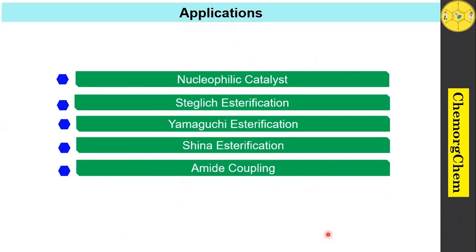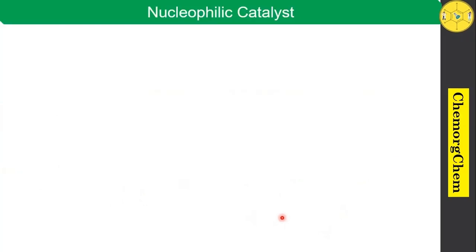Next, moving on to the applications of DMAP. DMAP can be useful for a variety of reactions. However, here we are going to see some of the applications, such as DMAP acting as a nucleophilic catalyst, and DMAP being useful for Steglich esterification, Yamaguchi esterification, Shiina esterification, as well as amide coupling reactions. So let's see one by one how the DMAP reagent could be useful for this variety of transformations.